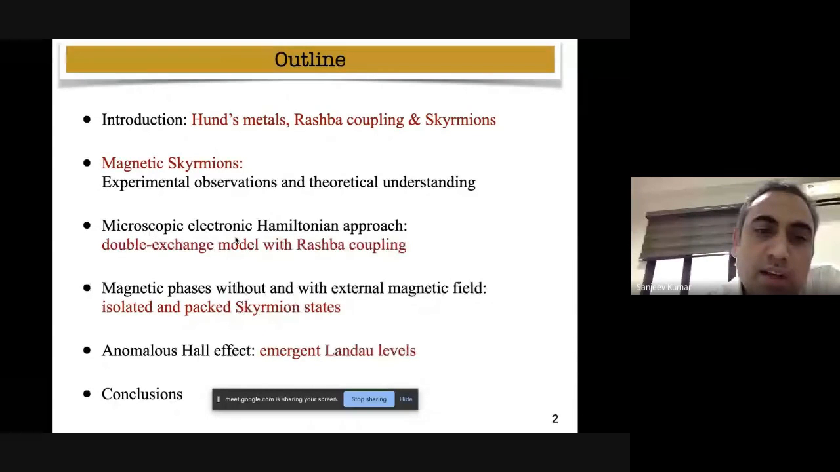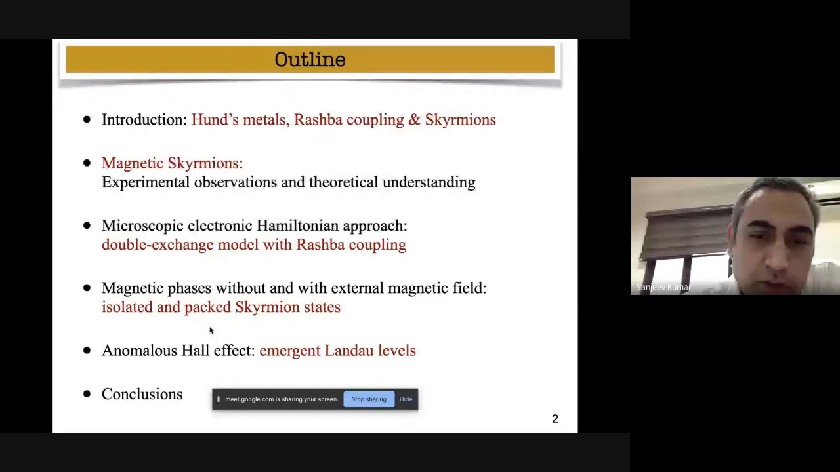And if time permits, I would also like to present the anomalous Hall effect emerging from the magnetic skyrmions, in particular the physics of electronic transport in the presence of magnetic skyrmion states.